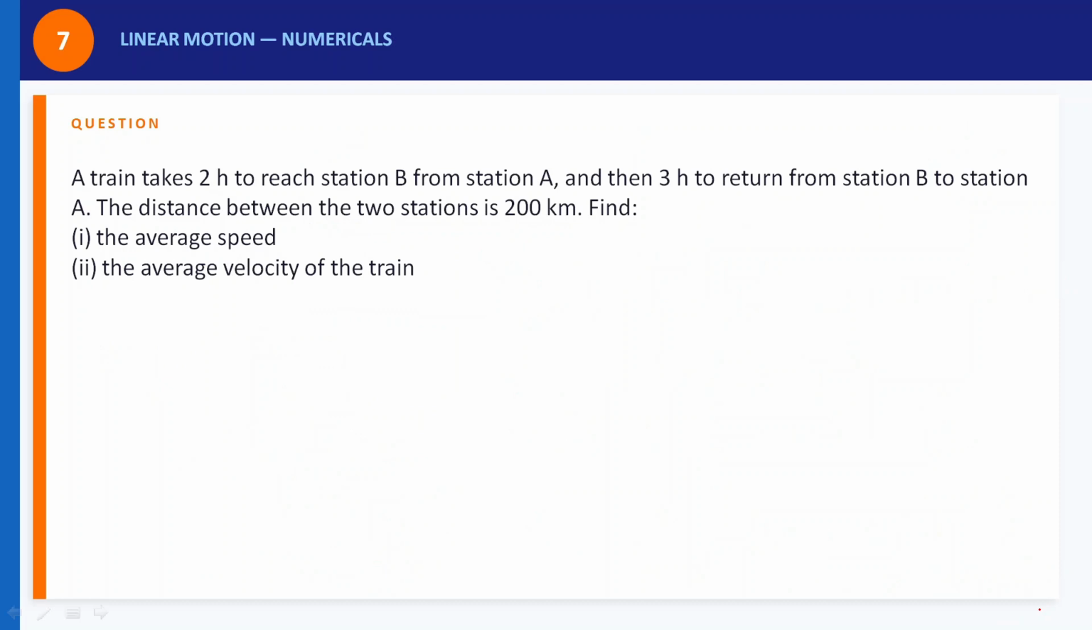The next one, a train takes 2 hours to reach the station B from station A, and then 3 hours to return from station B to station A. The distance between the two stations is 200 kilometer. Find the average speed, the average velocity of the train.